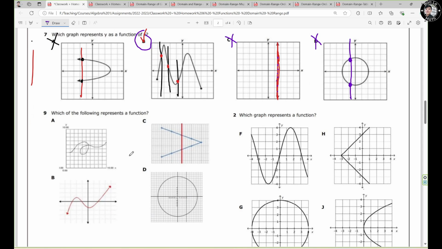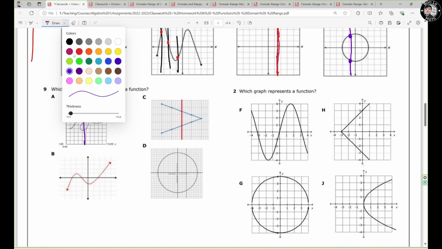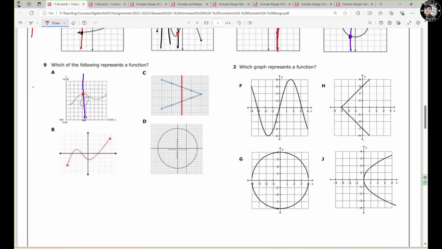Now let's take a look at this one right here. I draw a vertical line right here. So I see that the vertical line intersects the graph at 3 points. Right? So this is not a function. I draw a vertical line right here. I see that the vertical line intersects the function at 2 points. So this is not a function.